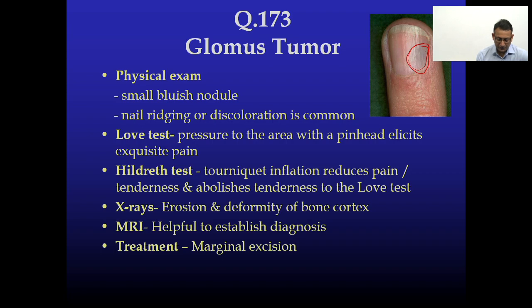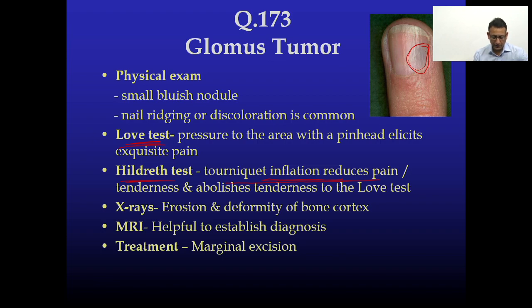There are some provocative tests also which will give us an idea that this is glomus tumor. First of all is the Love test. What we do here is, with the help of the tip of a pin, we press the lesion, and that will lead to quite a lot of pain. The other test is the Hildreth test. Here, we inflate a tourniquet, and on the inflated tourniquet, if we perform a Love test, meaning pressing the lesion with the pin tip, the pain will vanish. There won't be any pain. So, this is called the Hildreth test.